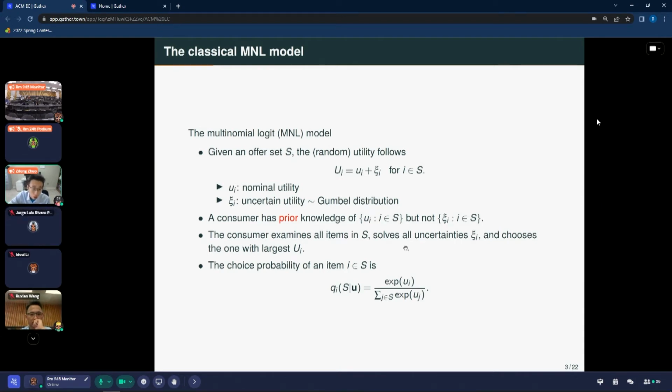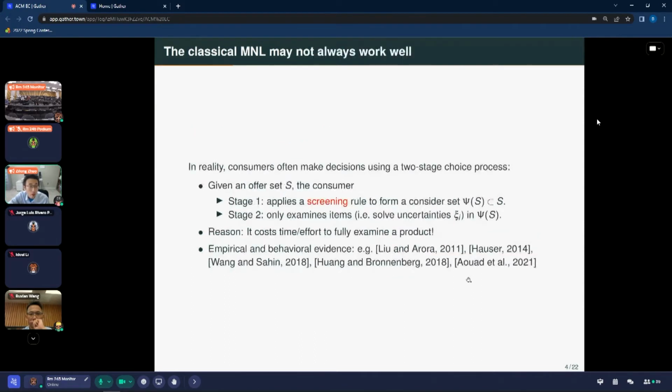So the MNL model assumes that the consumer will examine all the items in S and solve all the uncertainty epsilon_i, and then choose the one with the highest realized utility capital U_i, right? And if we follow this format, the choice probability will be written in this form, right? So basically, its own utility divided by the sum of all the utilities, right?